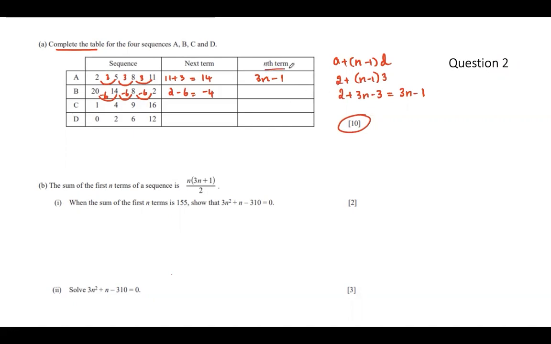And what's the nth term going to be? Remember that we have a common difference. Therefore, we can use the formula once more. So we are going to have 20 plus n minus 1 times negative 6. That's 20 minus 6n plus 6. That's 26 minus 6n.